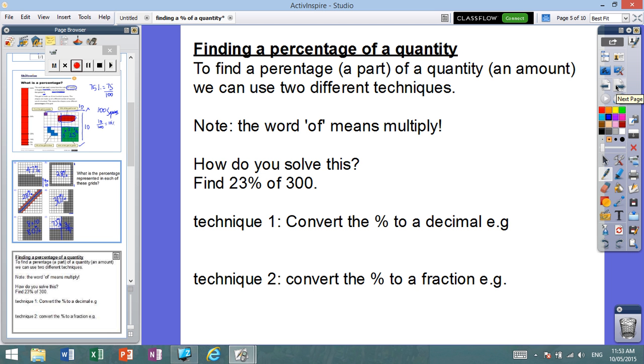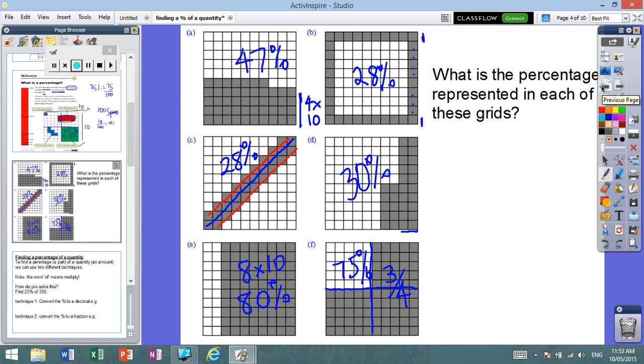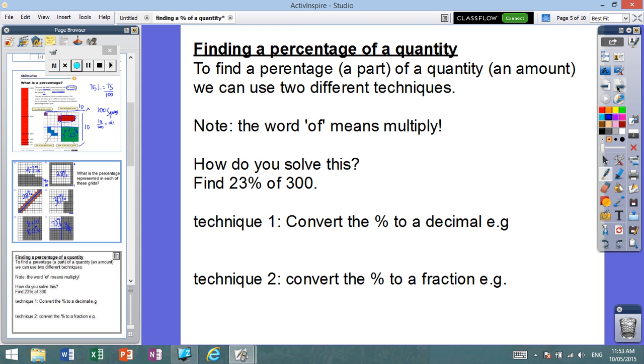So, the core business of today's lesson, finding a percentage of a quantity. Okay, you've just done that. Back here, you've found the quantity that is shaded of the 100 that it's out of. So you've actually been finding a quantity. But how do we do it mathematically? To find a percentage, a part of a quantity, which is an amount, we can use 2 different techniques. It depends on whether you love working with fractions or if you love working with decimals.